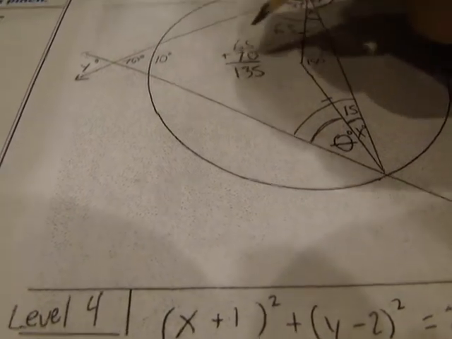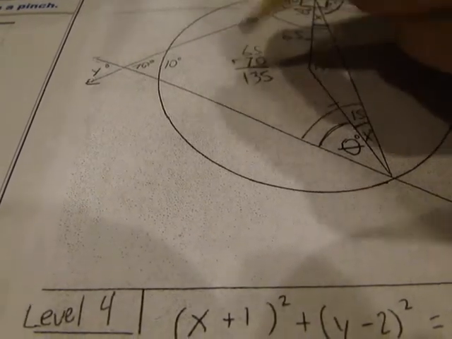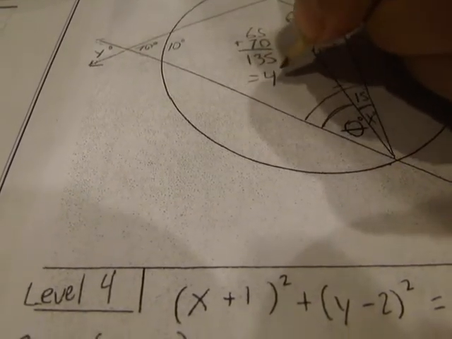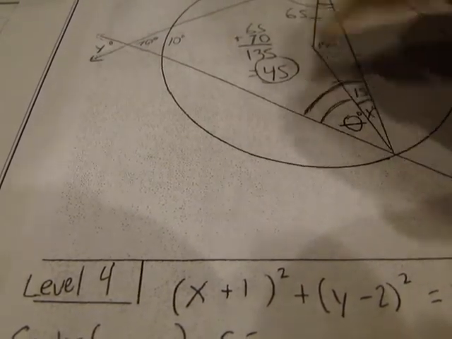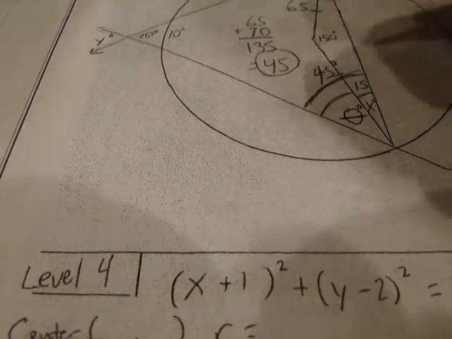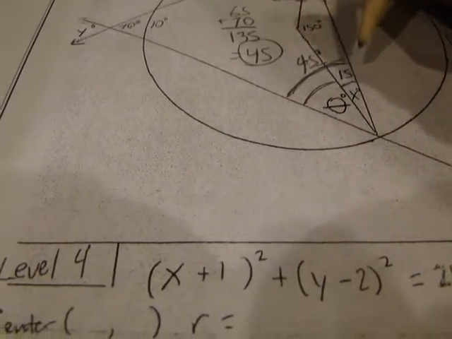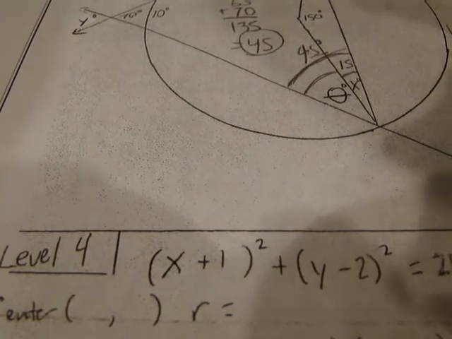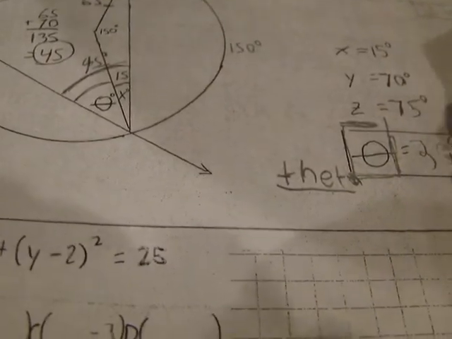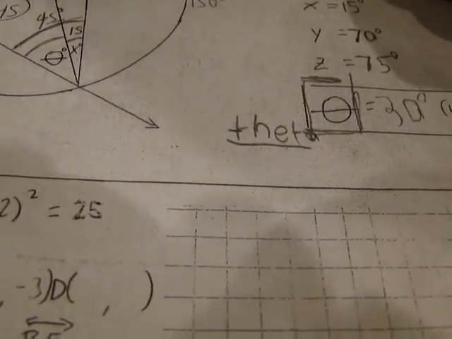And triangles have to add up to 180. So if you subtract 180 minus 135, you get 45, which is to say that this angle right here is 45 degrees. If this one is 45 and this one is 15, then theta has to be what's left over. So 45 minus 15 is 30 degrees. And on the quiz, that's an extra credit point.